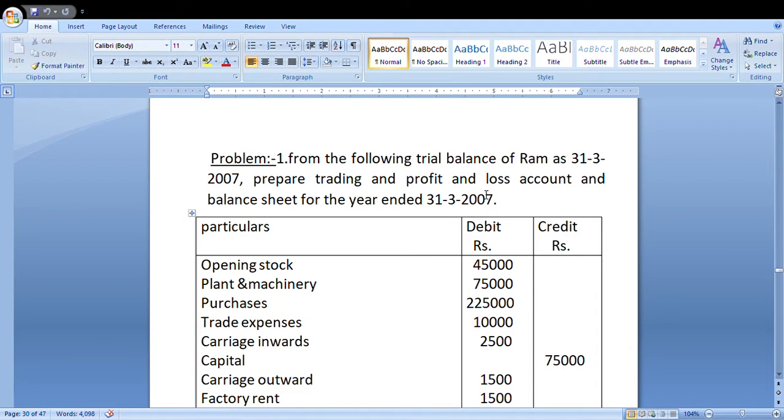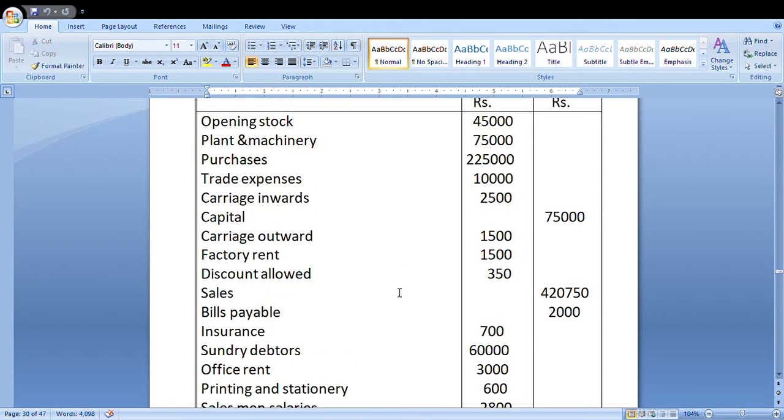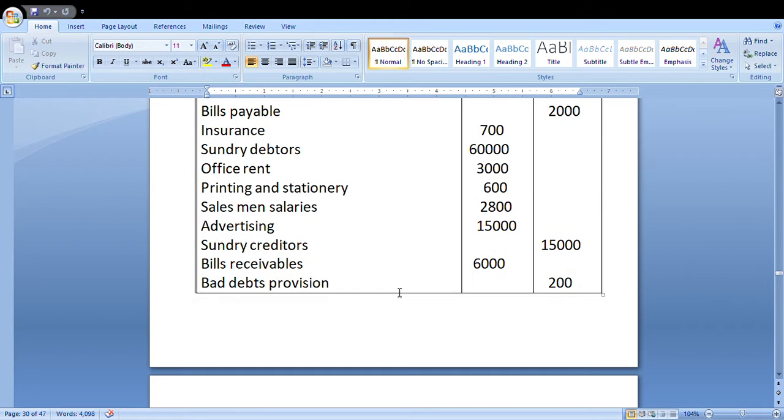Today's topic of the lecture is a problem in financial accounting. This is the problem: from the following trial balance of ROM as on 31st March 2007, prepare the trading and profit and loss account and balance sheet for the year ended. These are all problems.